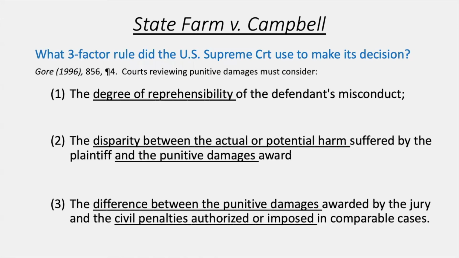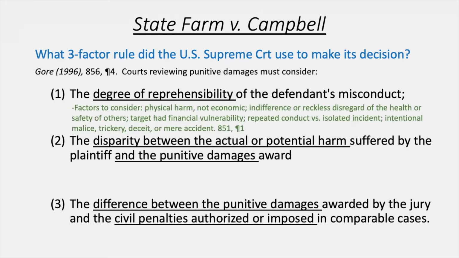And they reference Gore, a case in 1996, that stated courts reviewing punitive damages must consider 3 things. 1, the degree of reprehensibility of the defendant's misconduct. 2, the disparity between the actual or potential harm suffered by the plaintiff and the punitive damages award. And 3, the difference between the punitive damages award by the jury and the civil penalties authorized or imposed in comparable cases. The court included several sub-rules or additional factors you consider under each of these 3 factors that explain when a defendant's conduct is considered reprehensible.